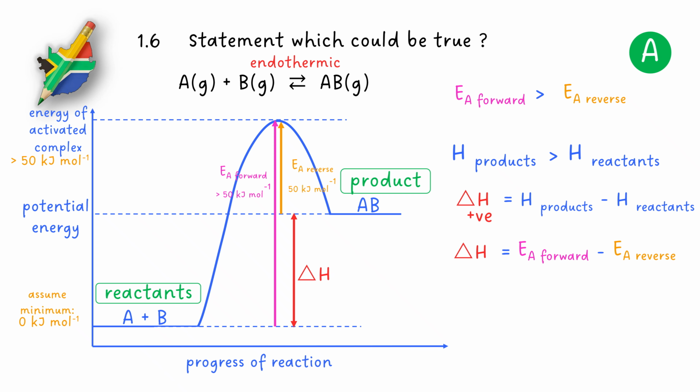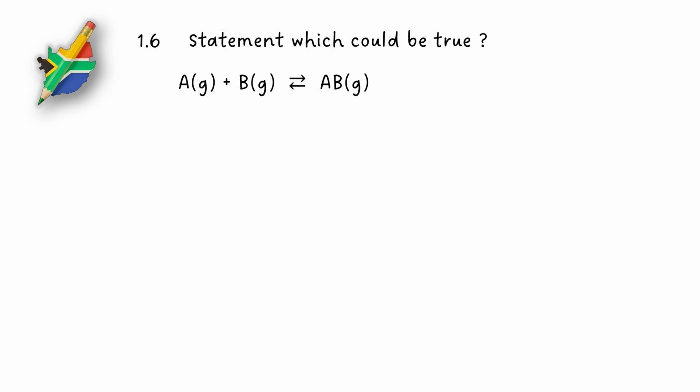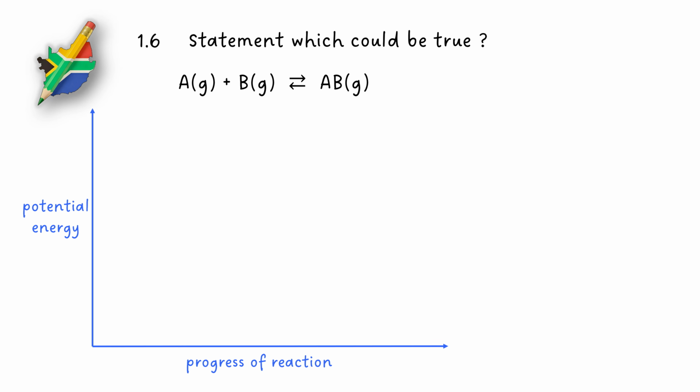This question gives us four statements relating to the given equilibrium, and we need to deduce which one is true. We are given this equilibrium reaction, and the statements talk about activation energy and heat of reaction. So we need to think about the energy profile diagram of this reaction.